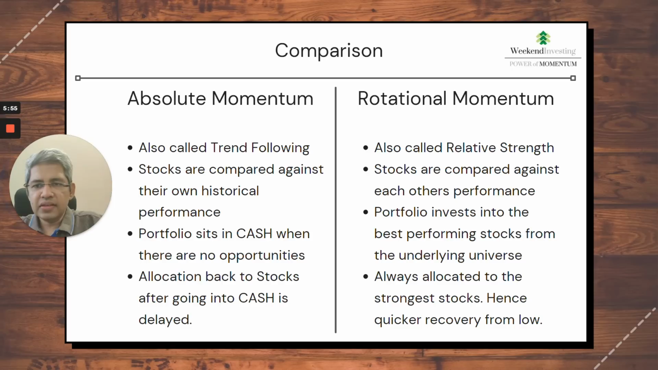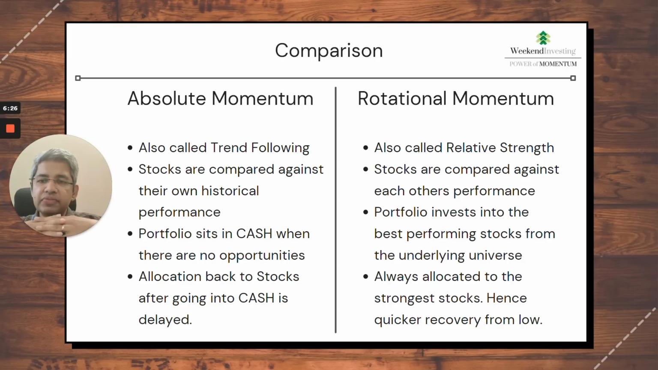Absolute momentum is when we are doing trend following. Normally, when you're doing trend following on a position, you don't care about what is happening to other stocks. You only care about the trend of that stock. That's why it's called absolute, and you're only looking at that stock for your decision. The stocks are compared against their own performance and not versus the rest of the pack.